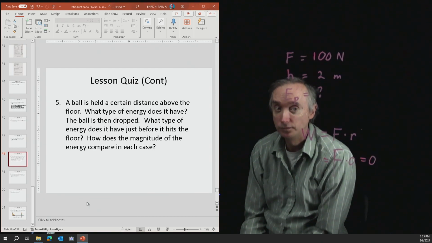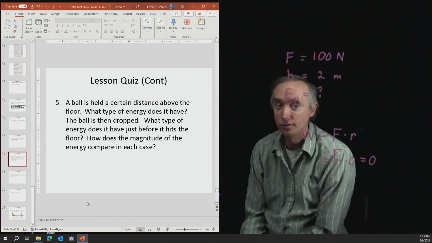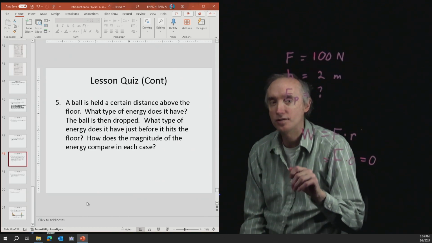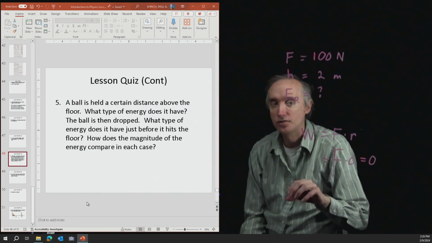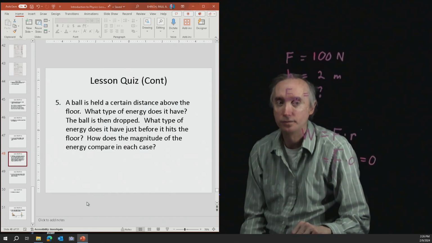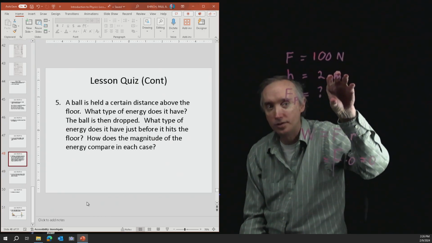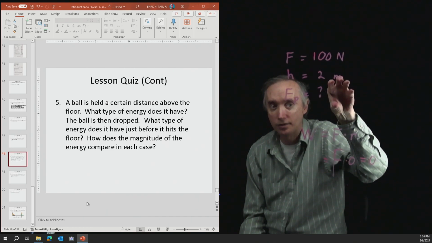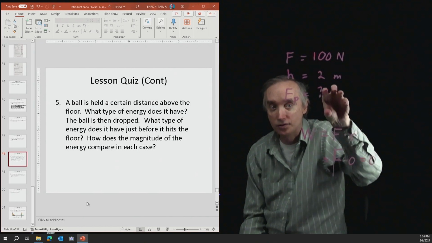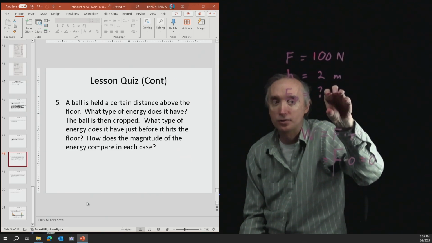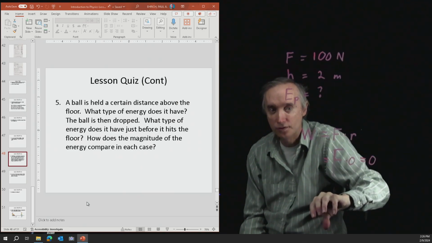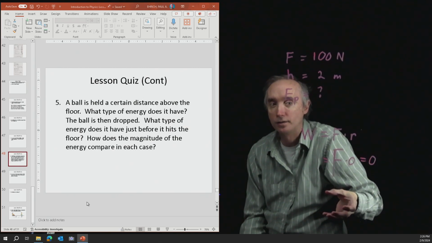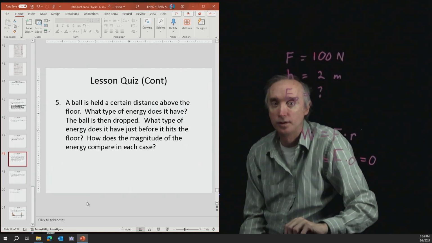It's moving, so it's got kinetic energy. Now it says just before it hits the floor, so how high off the floor is it? 0. So how much potential energy does it have? 0. So all the potential energy, no kinetic, because it was in your hand before you dropped it. So no kinetic, it was all potential. Just before it hits the floor, it's all kinetic and no potential.